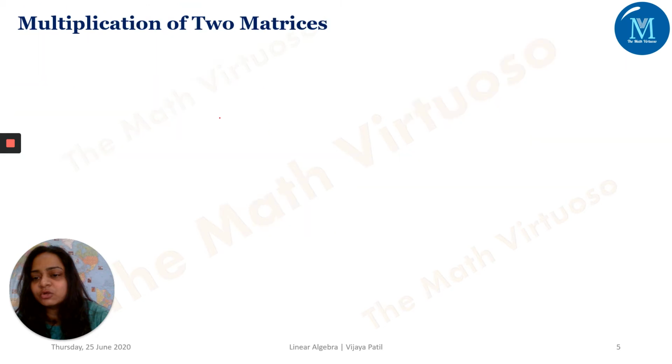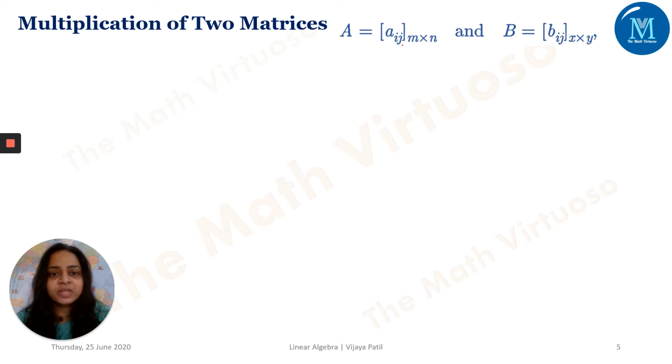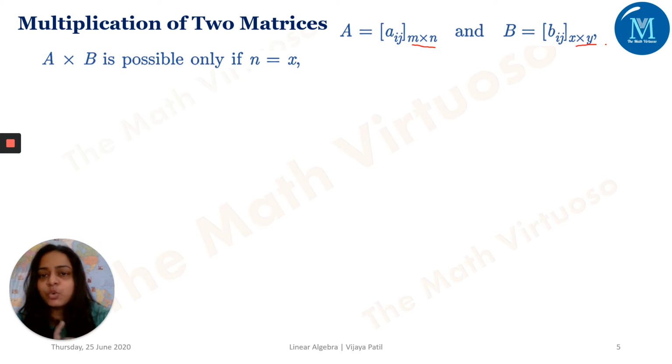Now, multiplication of two matrices. Here A is equal to Aij of order m cross n. That means A is m cross n and B is x cross y. Then the multiplication happens only if, very very important, and most of the time you have to find the multiplication of two matrices, A cross B, that is multiplication of two matrices, is possible only if n, the number of columns in the first, is the same as the number of rows in the second. It has to have n equals x, then only the multiplication will happen.